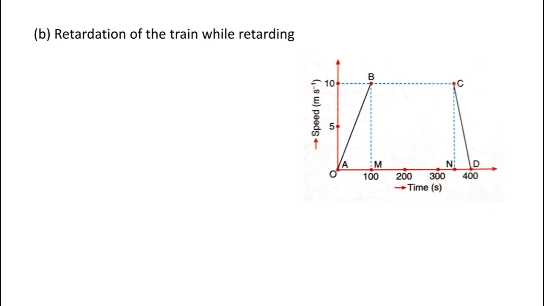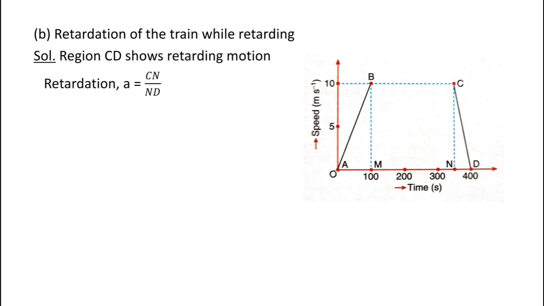Again from this graph it is clear that the region CD shows the retardation. So retardation can be calculated with the help of the triangle CND. And we can write retardation is given by CN upon ND. Again we have the value of CN given as 10 meter per second and ND is equal to 400 second minus 350 second, that is 50 second.